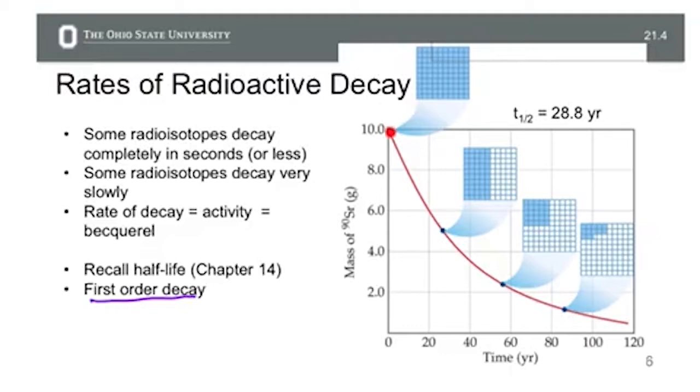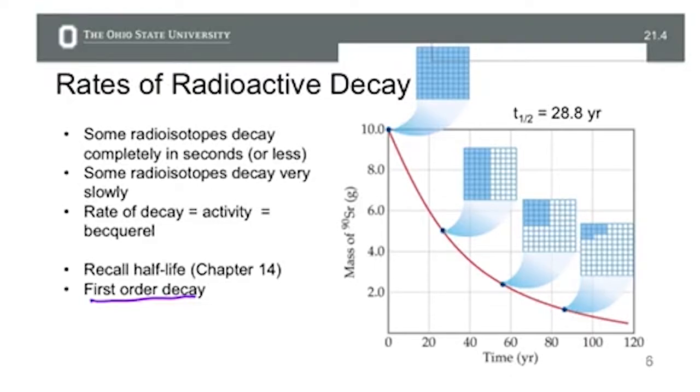So if we start with 10 grams of strontium-90, after 28.8 years, we'll have 5 grams. After an additional 28.8 years, so almost 60 years, we'll have 2.5 grams, and so on and so forth. And recall that each one of these time blocks of 28.8 years is a half-life. So this plot shows 1, 2, 3 half-lives.